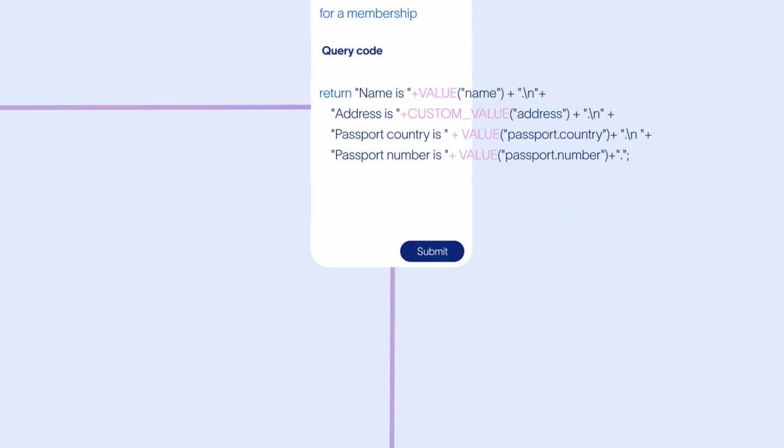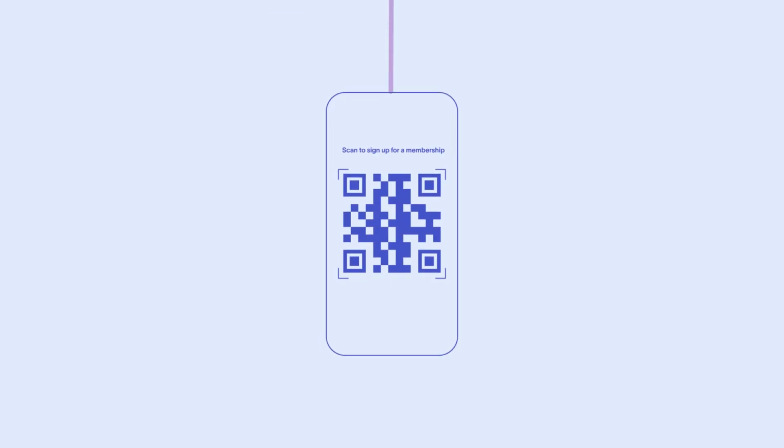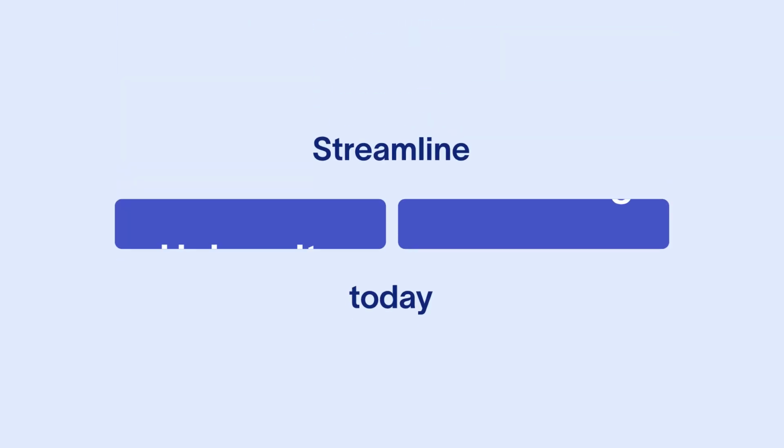Next, generate your unique QR code so that customers can scan it. You can either embed the QR code onto a web page or print it out. You're good to go. VQL helps streamline the customer interaction journey for your business.